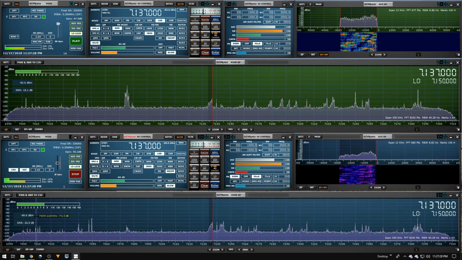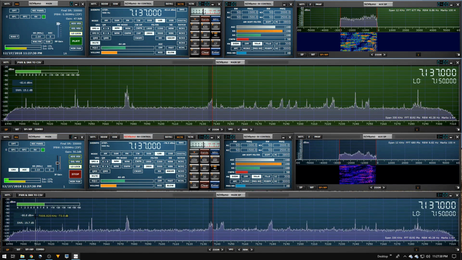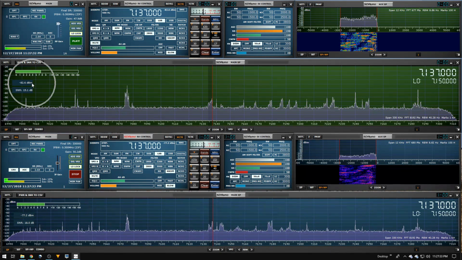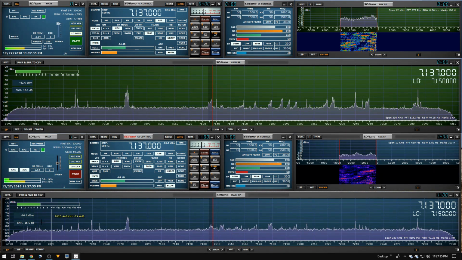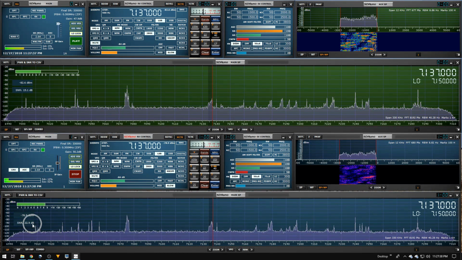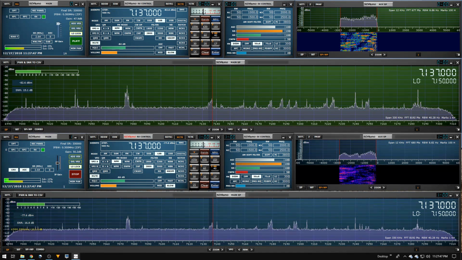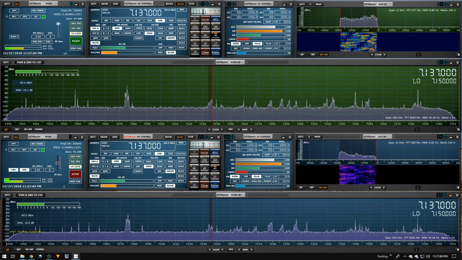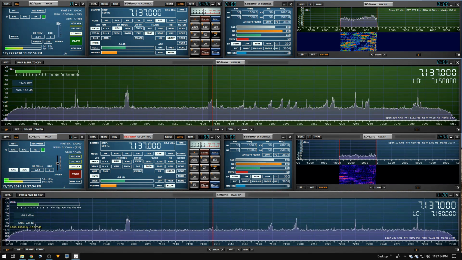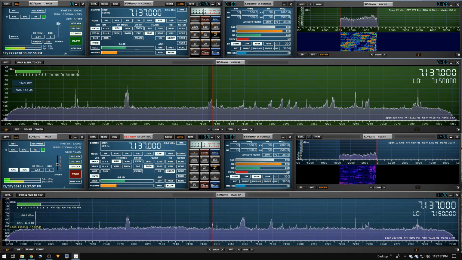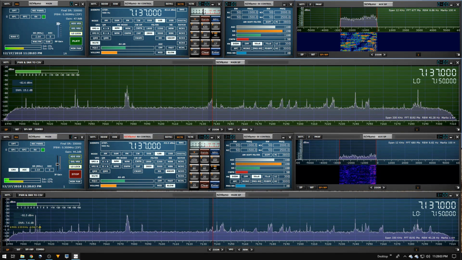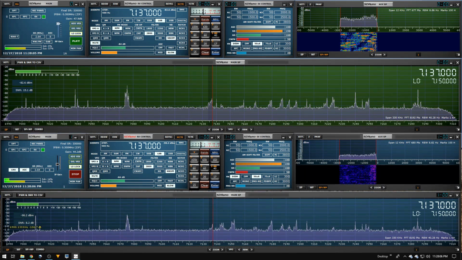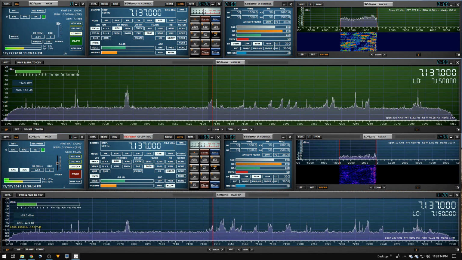So as you can see here, the signal strength is roughly the same as it was on the RSP1A when we were listening to these guys. And the signal-to-noise ratio is about the same as well. And you can see the noise floor seems to be about the same, somewhere between negative 120 and negative 110. So not a huge difference between the two radios, at least in terms of receiving stronger signals here on 40 meters. So what I'll do now is I'll tune around and see if I can find a weaker station and see if that makes any difference.